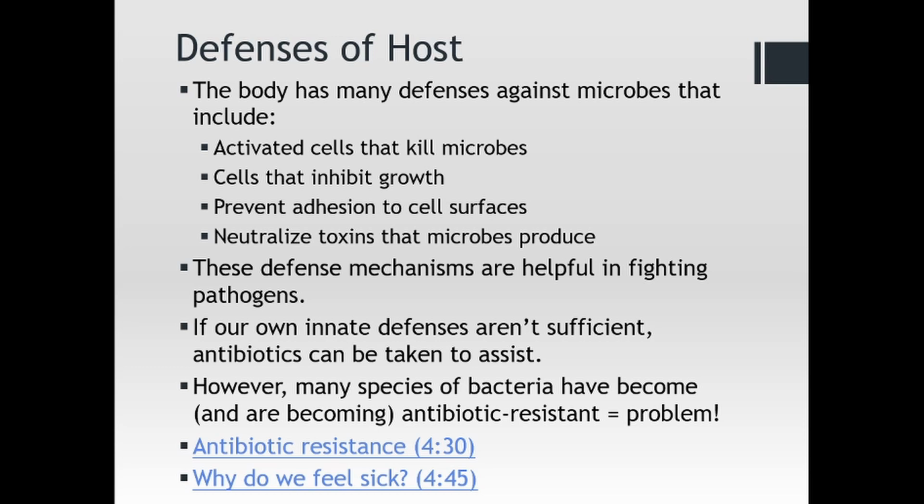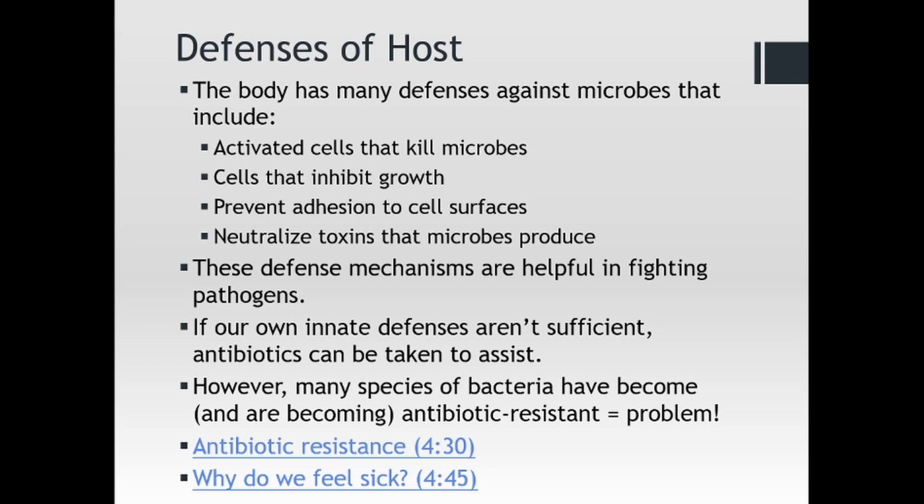Sorry. Antibiotics are taken to assist that. So the antibiotics are chemical compounds, the number one target of which is the cell wall and the plasma membrane of the bacteria, to break them down and then to kill the cells. However, many species of bacteria are becoming antibiotic resistant, and that's a major problem as well. And that's a whole other topic that I could go on about with the antibiotic resistant issue that we're dealing with currently in the world today.